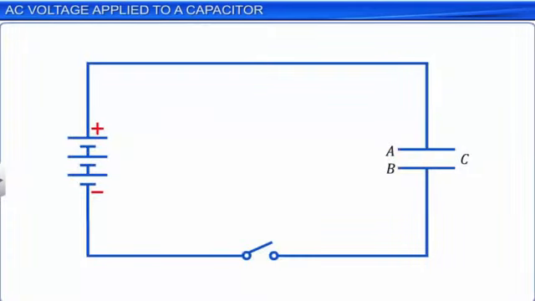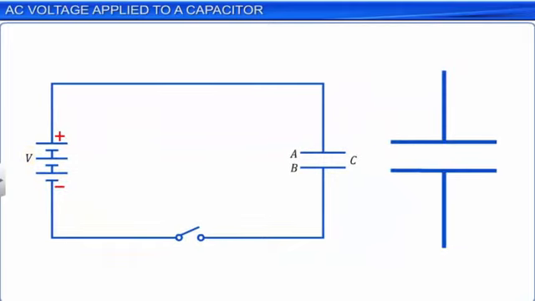Let us understand what happens when a capacitor of capacitance C is connected to a DC voltage source of potential difference V. When the key is closed, the capacitor gradually builds up charge as current passes through it. If the charge on it at this instant is Q, then the potential difference across its plates in the steady state is V equal to Q by C.